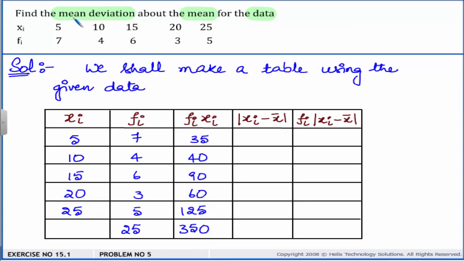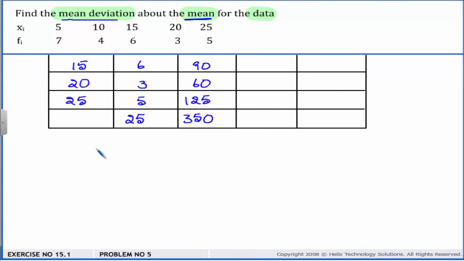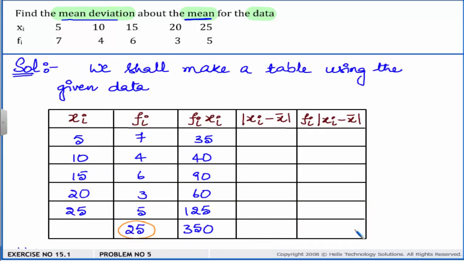Now we need to find out the mean deviation about the mean. So for that sake we require the mean, that is x bar. So let us find out that. Here we have n is equal to the summation fi, where i is equal to 1 to 5, since we have 5 observations here and 5 respective frequencies. Therefore, the sum of the frequencies is equal to 25. As you can see here, the sum of the frequencies is equal to 25.